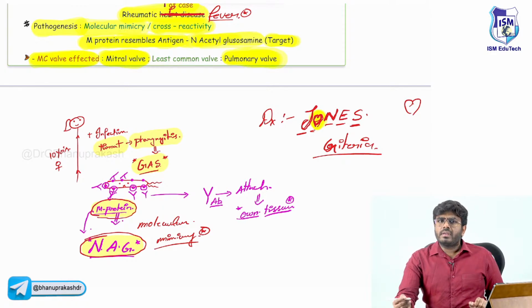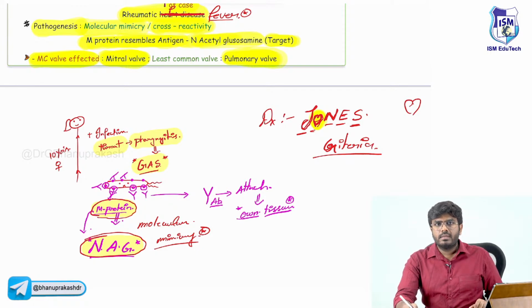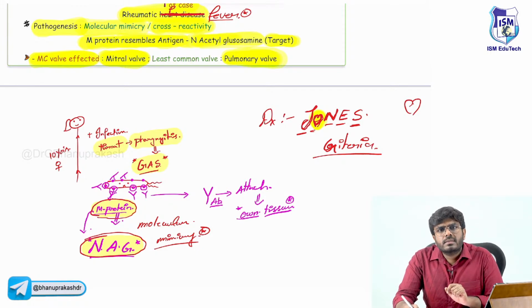So, inflammation of the heart. The antibodies will start to attack the heart, leading to the inflammation, carditis. So, which carditis, sir? Endocarditis, myocarditis, or pericarditis? Which carditis is going to be seen?